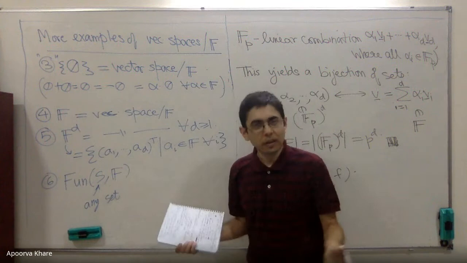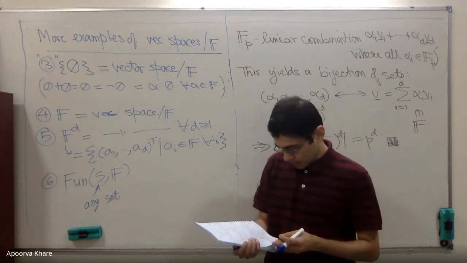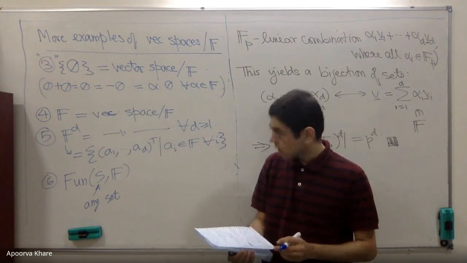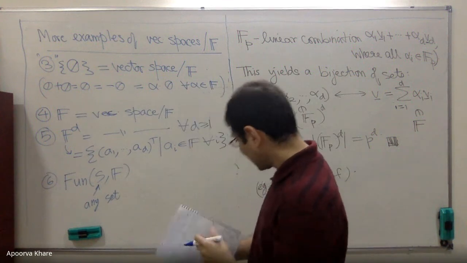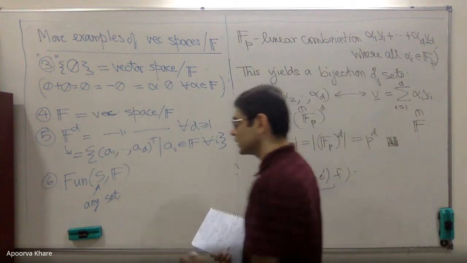And again, define everything component-wise, or coordinate-wise, or entry-wise. Right? Okay, we just saw that F over a subfield is a vector space. The next one is interesting. The next one is going to be interesting.